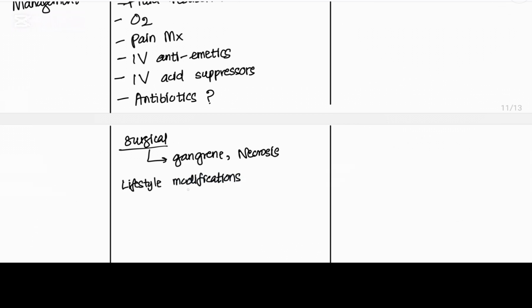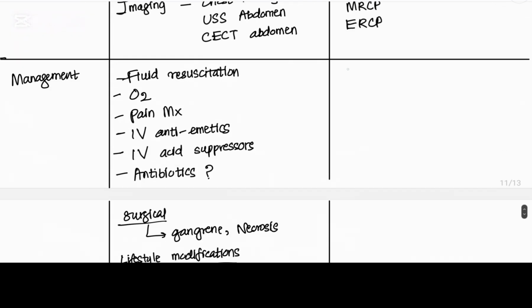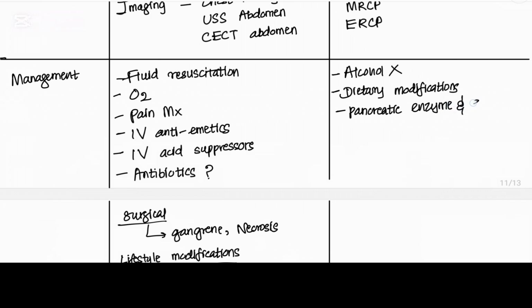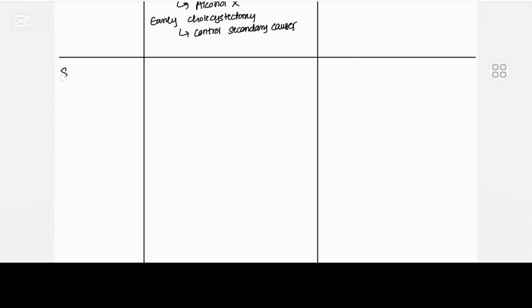And then lifestyle modification. They need to abstain from alcohol because that is one of the common causes of pancreatitis. And then early cholecystectomy if gallstones are the cause of this pancreatitis. And then they need to control the secondary causes. If we look into chronic pancreatitis, alcohol abstinence, dietary intervention, and then they'll have to take pancreatic enzyme and endocrine supplements because the pancreas is damaged and they are no longer produced. ERCP depending on the cause, surgery if needed, and pain relief, which is most important.